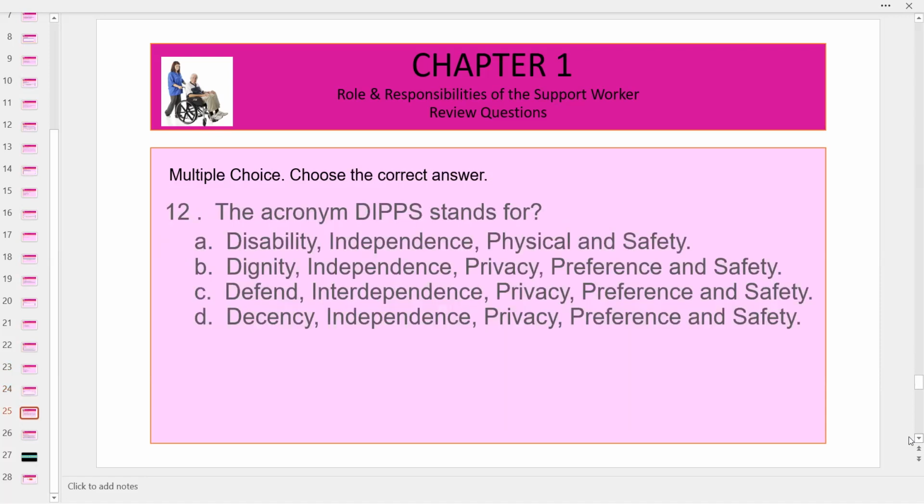Number 12, multiple choice. Choose the correct answer. The acronym DIPPS stands for A, disability, independence, physical, and safety. B, dignity, independence, privacy, preference, and safety. C, defend, interdependence, privacy, preference, and safety. D, decency, independence, privacy, preference, and safety.